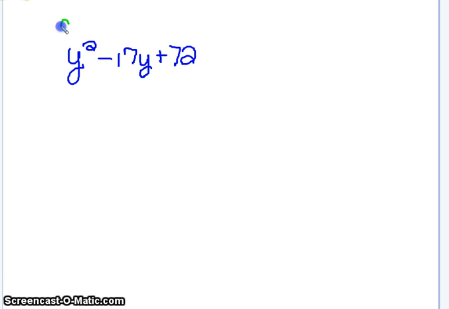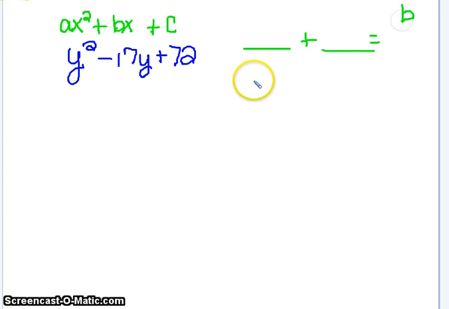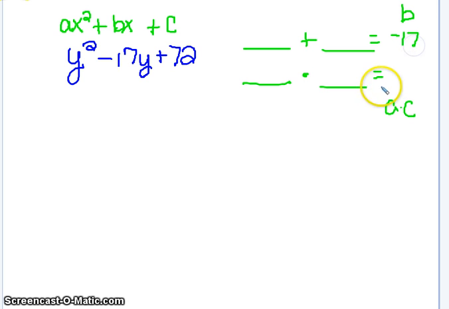We have it in the form of ax squared plus bx plus c. So I have something plus something equals b, and something times something equals a times c. They add to give me my b, which is negative 17, and they multiply to give me my a, which is 1, times c, which is 72.